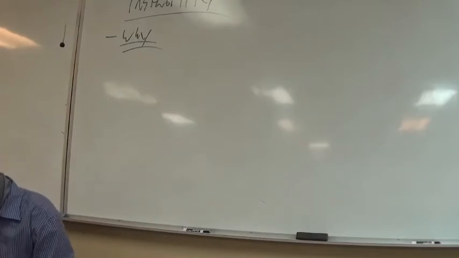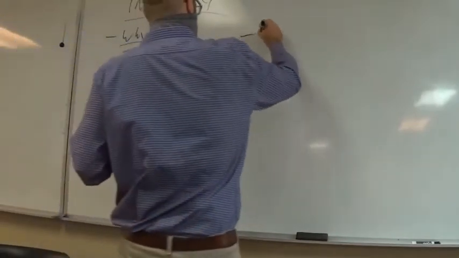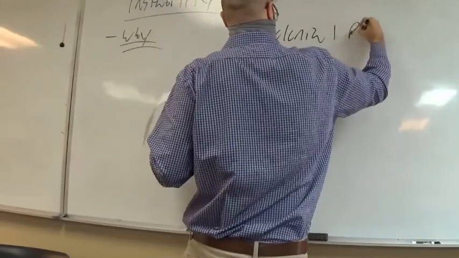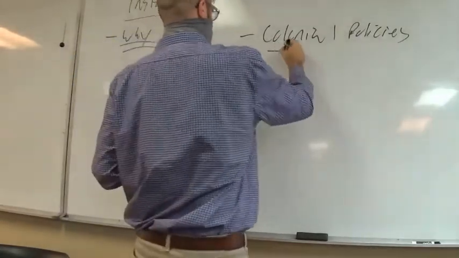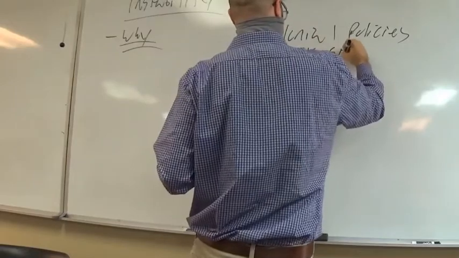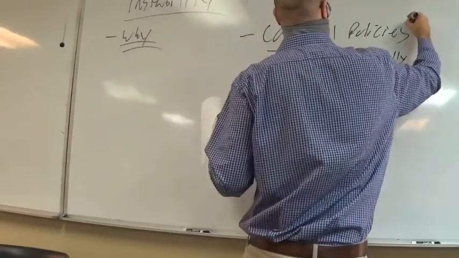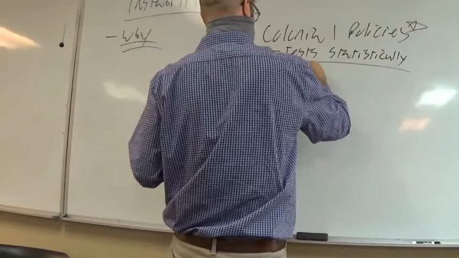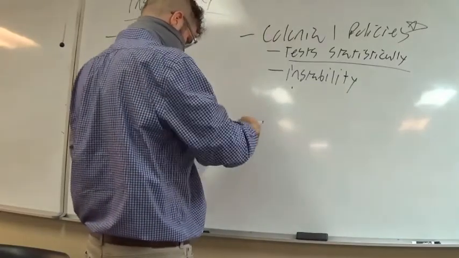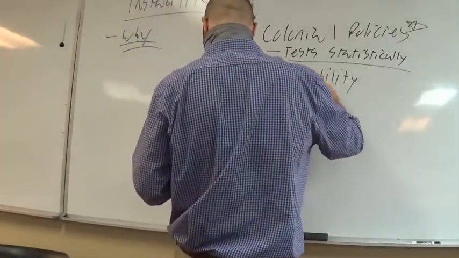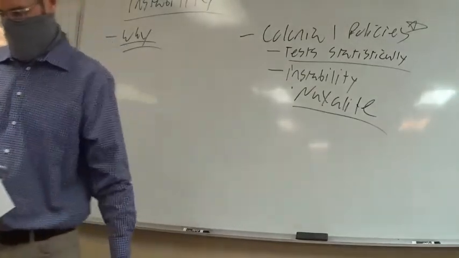So there's a couple of things happening in this article. One, we're going to have to look at those colonial policies, which it largely looks at historically, right? But then it also tests statistically if there's a relationship between these colonial policies and the instability created by a particular group, which is the Naxalite. The Naxalite insurgency.